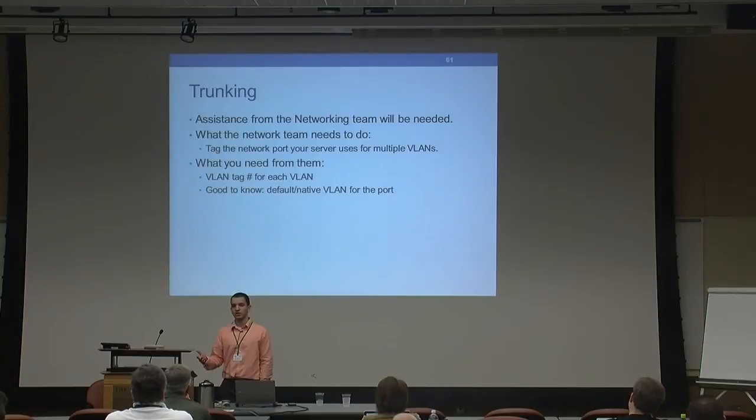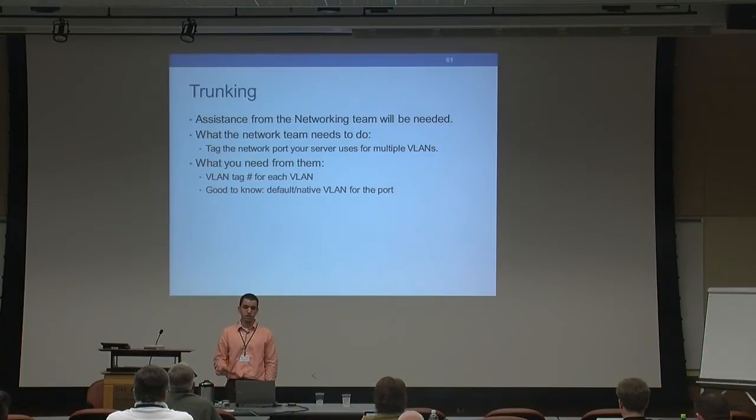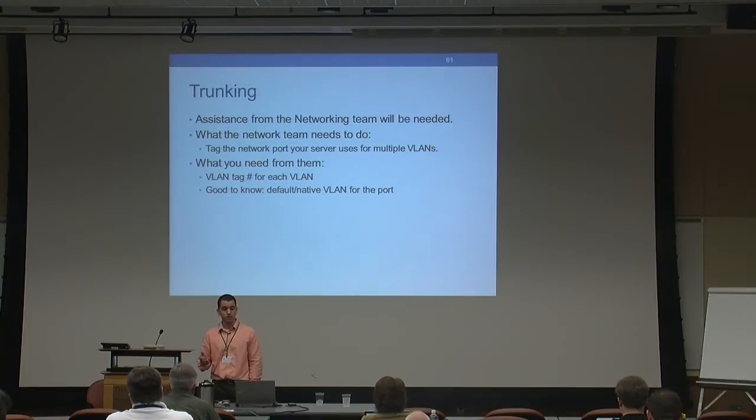For this, you will need to talk to your network administrator team. If they haven't been very helpful up to this point, maybe they might open up to this. I don't know. That's actually how I started doing it at Pace University for a few VLANs. What they need to do is tag the network port that your server is on, and it's going to be used for multiple VLANs. And then what you need from them is the VLAN tag number for each of those VLANs. It's also going to be good to know what the default and the native VLAN is for that port, because if you need to do any troubleshooting, you're going to want to know what network by default that port is running on.